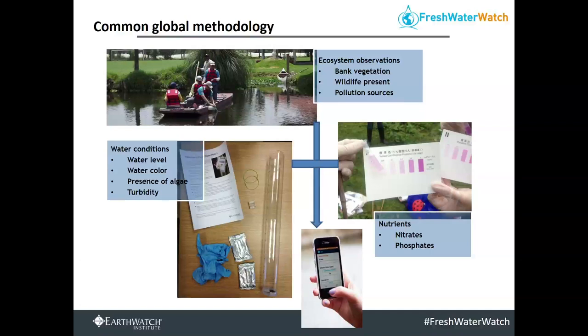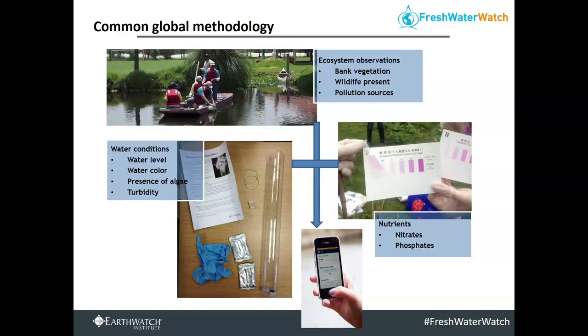We have some qualitative information. This is all done bankside as well, just to add. So it's all done within about 15 minutes. I think the record is about 8 minutes, but that's a lot of fumbling, and you can relax. So there's some qualitative components which are about the complexity of bankside vegetation, wildlife that's present, and any point source pollution discharges or potential point source pollutions.